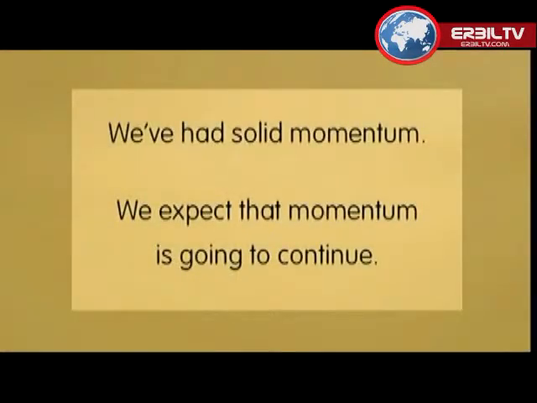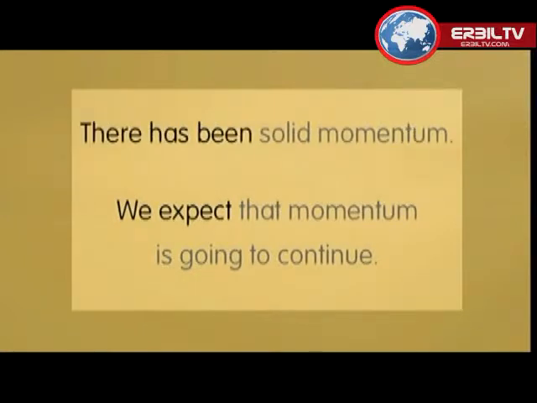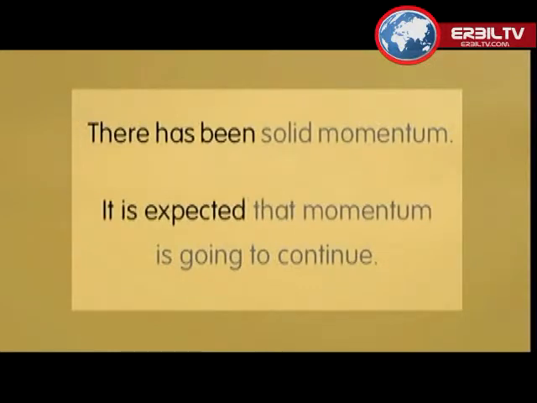He said, we've had solid momentum. We expect that momentum is going to continue. We've had, we expect. How could you write that information in a formal way? We've had solid momentum. There has been solid momentum. We expect that momentum is going to continue. It is expected that momentum is going to continue. So looking for the use of the first person is a good way to tell whether someone is discussing information in a formal or informal way.